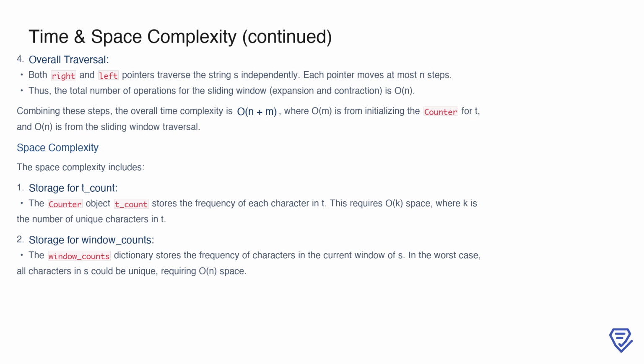analyze the storage requirements. First, we have the counter object T_count, which keeps track of the frequency of characters in T. This requires O(k) space, where k is the number of unique characters in T. Then, we have the window_counts dictionary, which stores the frequency of characters in the current window of S. In the worst case, where all characters in S are unique, this dictionary could require O(n) space.